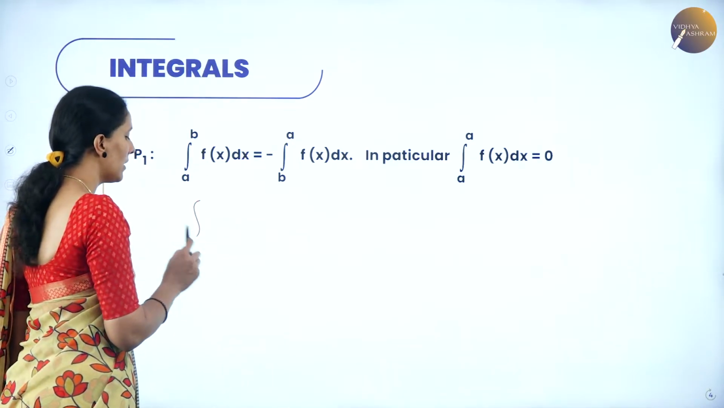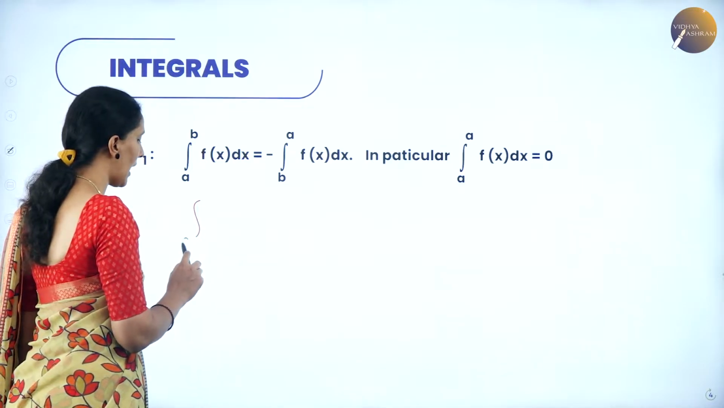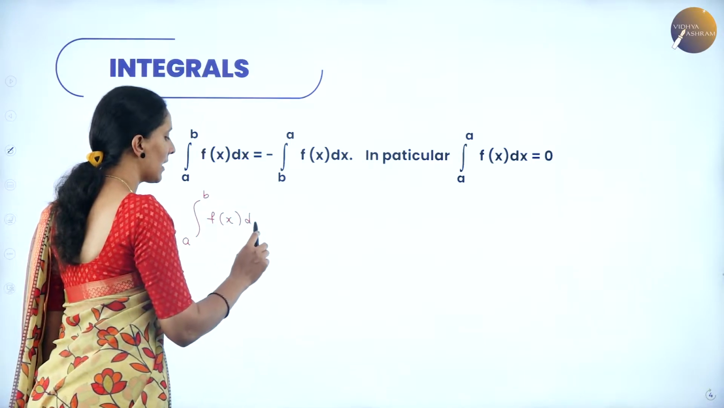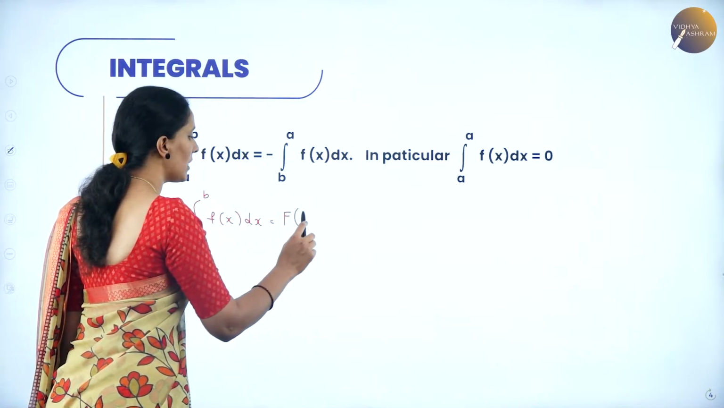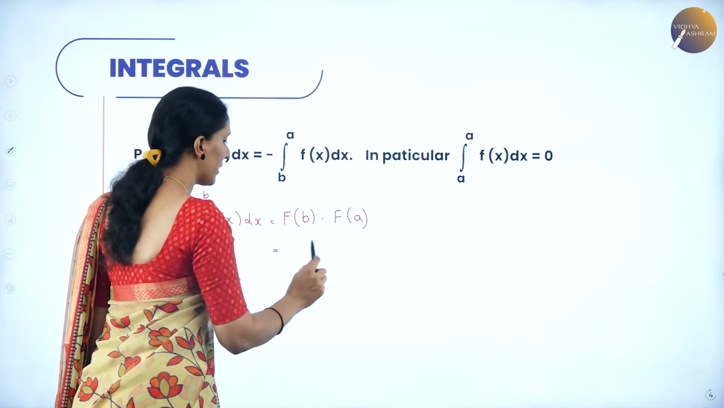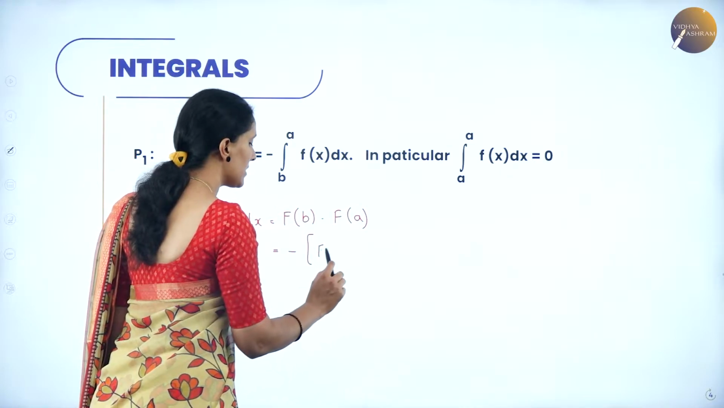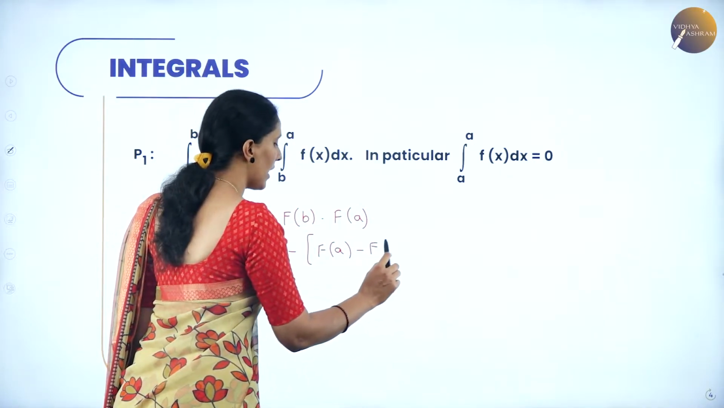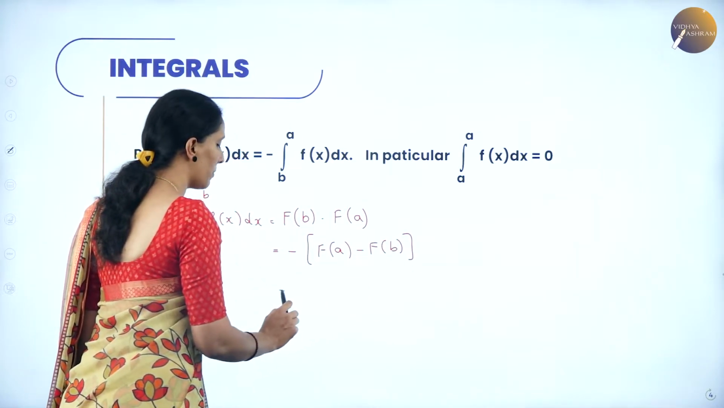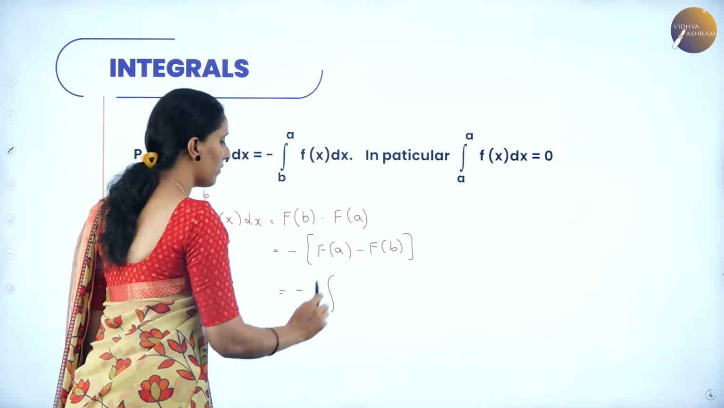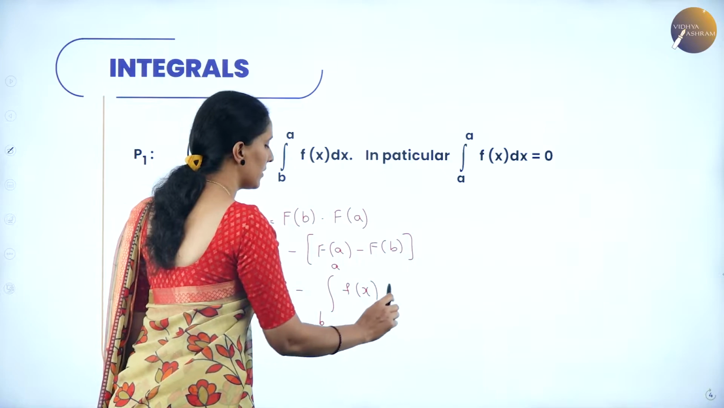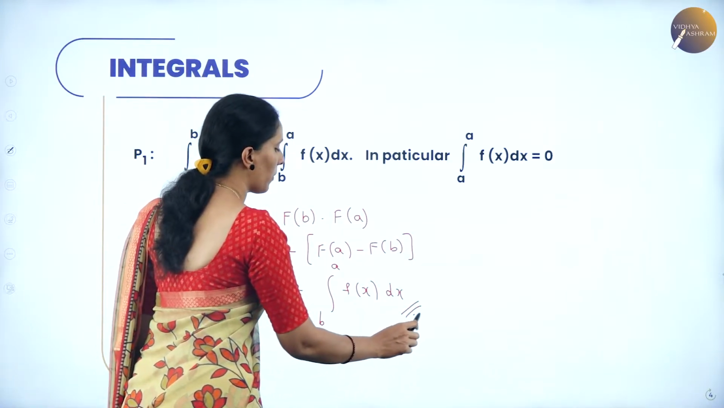We know from the fundamental theorem of integral calculus that integral a to b f of x dx can be written as F of b minus F of a. Now change the order here, take minus, then it is F of a minus F of b. Now if it is in the form of F of a minus F of b, then you can write this as integral from b to a f of x dx. So this is what property number 2 says.